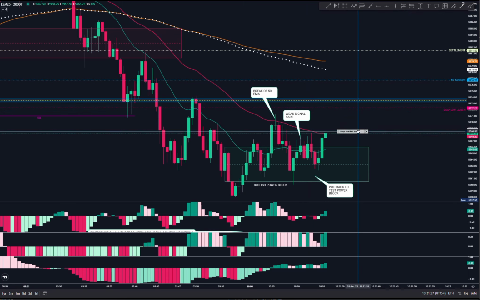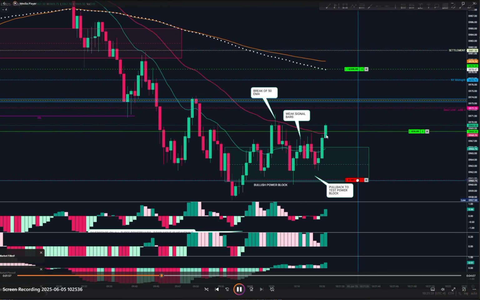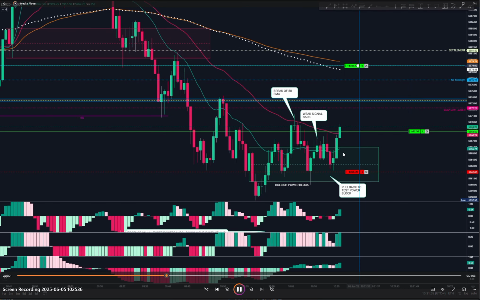Okay, so there, we got a really nice bullish signal bar here. This is our entry candle. As soon as it broke the high, I was a little bit late, but we jumped into the trade.